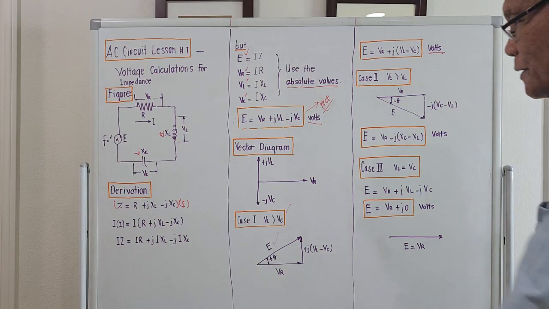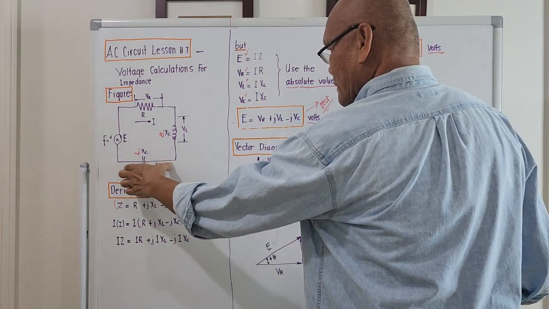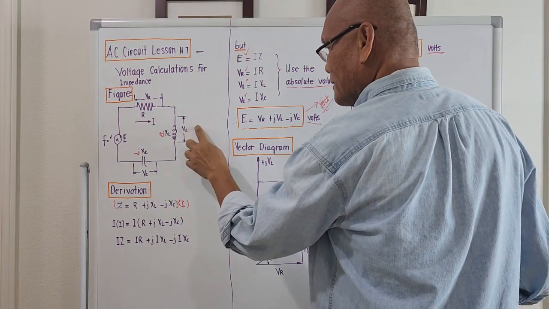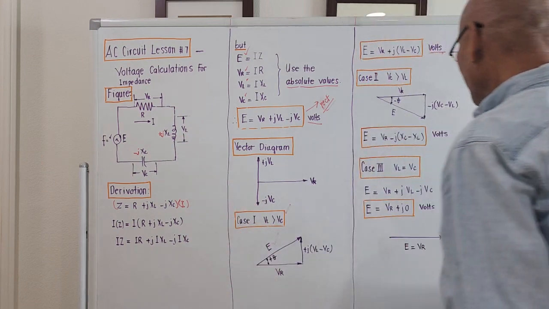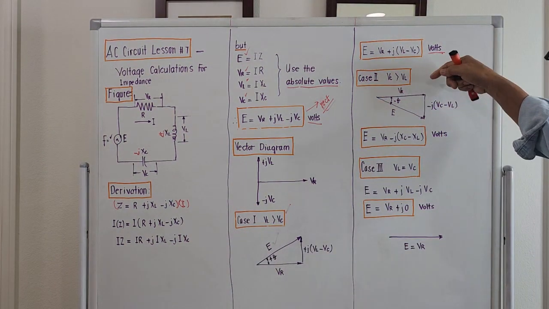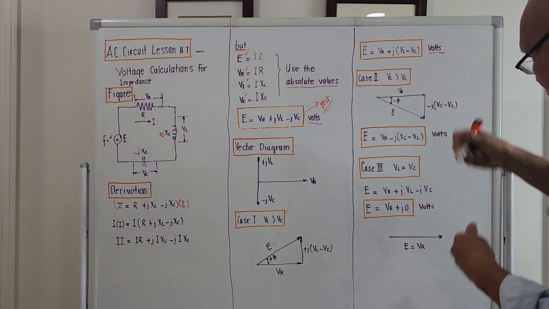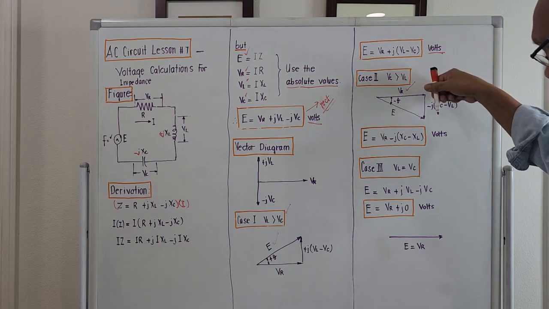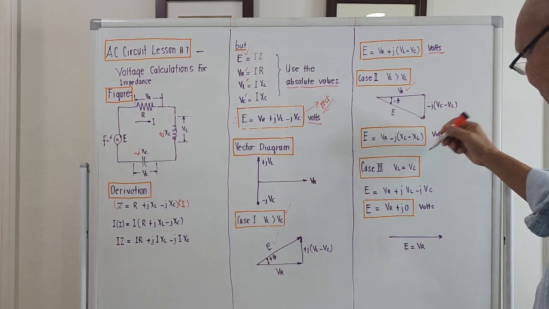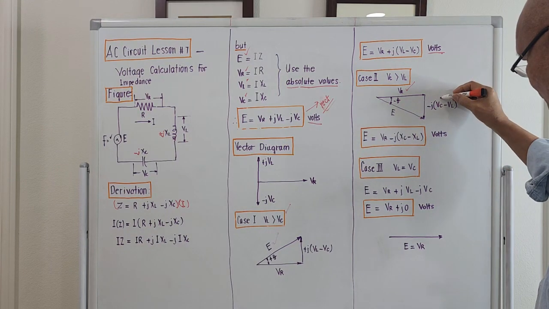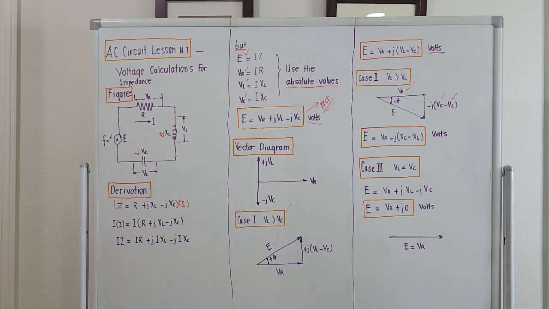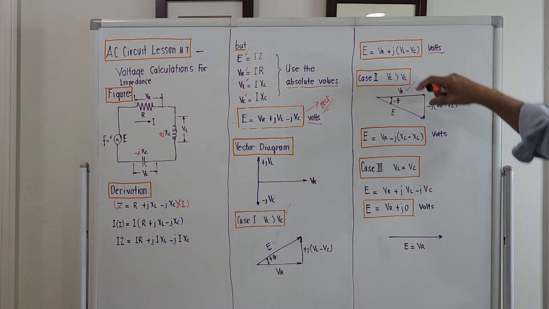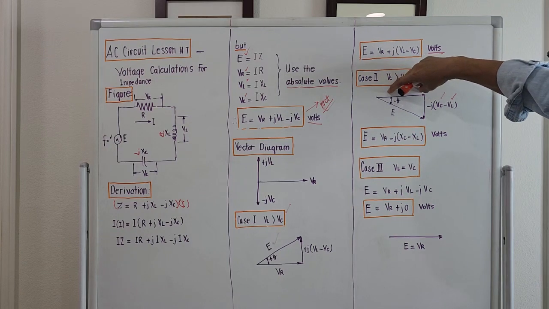For case number two, the voltage across the capacitor is greater than the voltage across the inductor, meaning this is bigger than this. What will come out will be a right triangle that goes downward. This is V sub R. Since V sub C is greater than V sub L, the resulting imaginary part should be downward, right? So this is minus j (V sub C minus V sub L). This is the resulting imaginary part, and this is the resulting real part of the voltage.